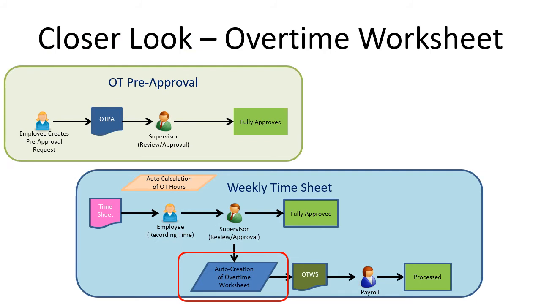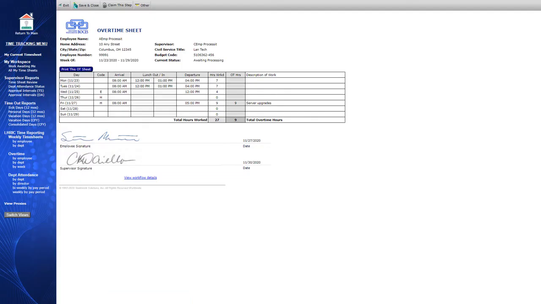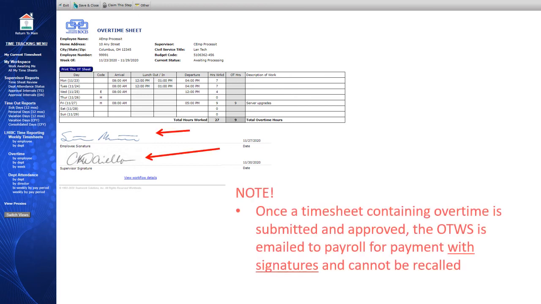Once the overtime is submitted in your timesheet and approved by your supervisor, an overtime worksheet will automatically get created and sent over to payroll for payment and processing. Note, once this is done, signatures of both the employee and the supervisor carry over from the timesheet and go onto the overtime worksheet. Once the overtime worksheet is created and sent for processing, it cannot be recalled. So let's be sure and be as accurate as possible on these.